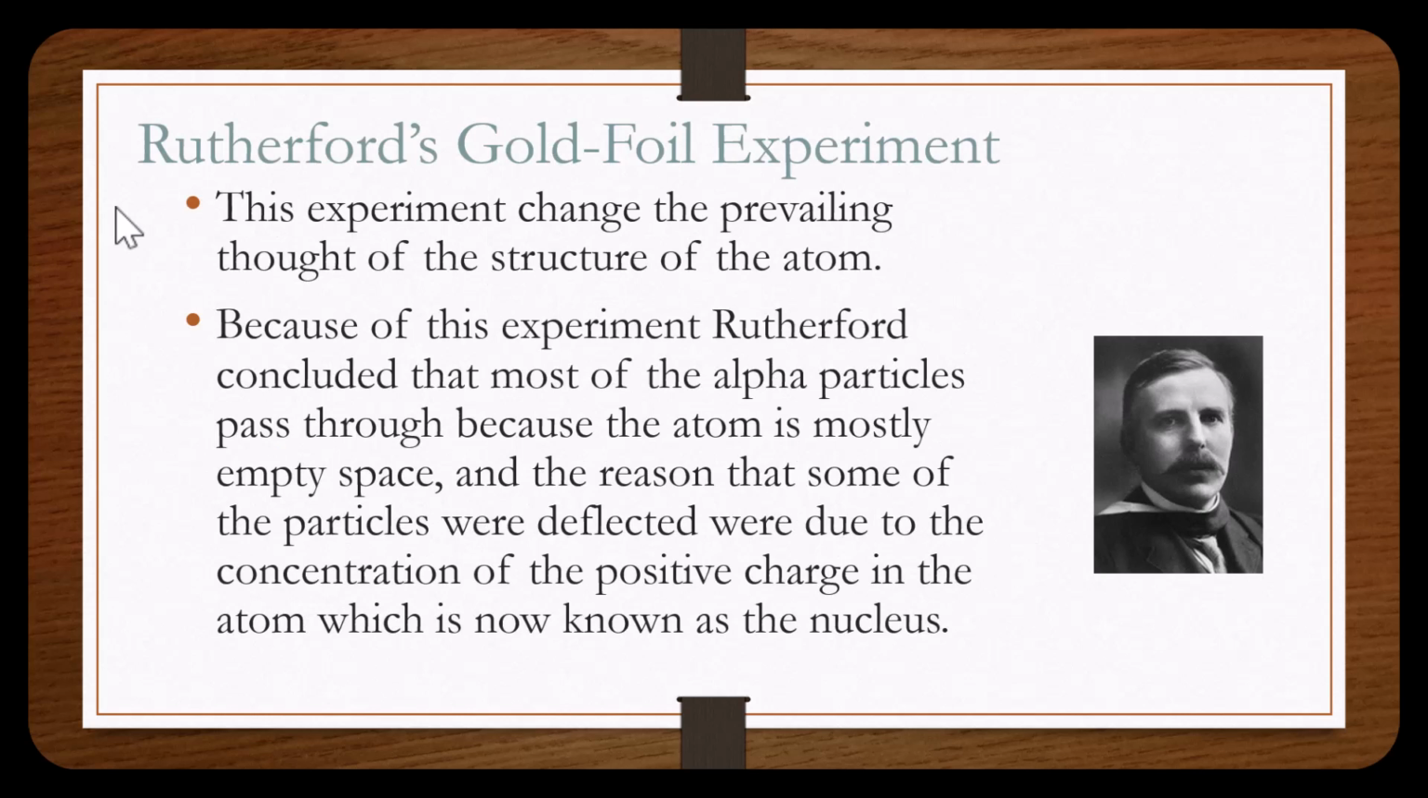Rutherford's gold foil experiment. This experiment changed the prevailing thought of the structure of an atom. Because of this experiment, Rutherford concluded that most of the alpha particles pass through because the atom is mostly empty space, and the reason that some of the particles were deflected was due to the concentration of the positive charges in the atom, which is now known today as the nucleus.